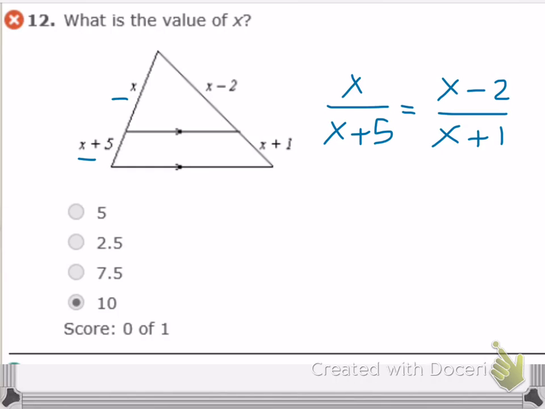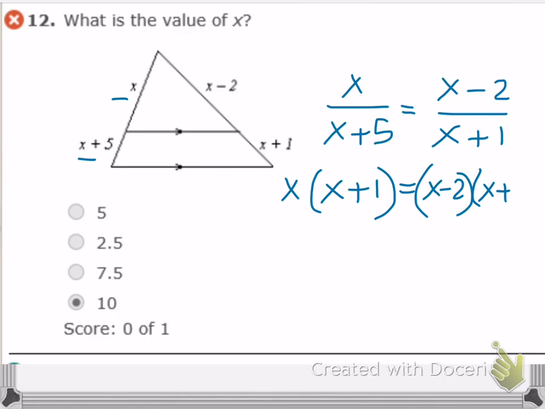All right. Now the difference here is that we have to use the distributive property when we cross multiply. So x times x plus 1. I'm going to show these steps. It'll be x times x plus 1 is going to be equal to x minus 2 times x plus 5. All right. Then we distribute on the left. We get x squared plus x equals.